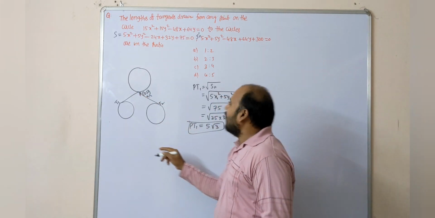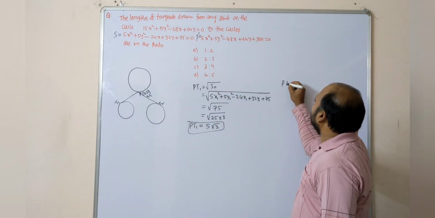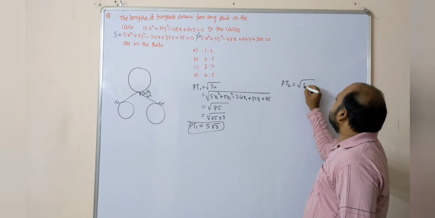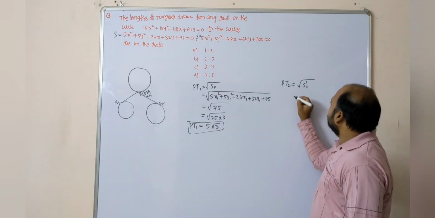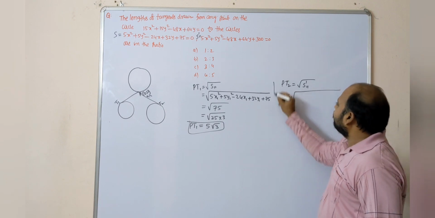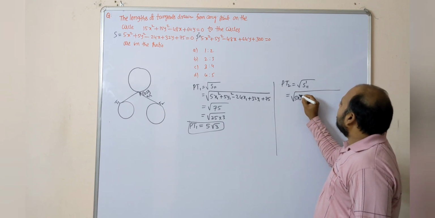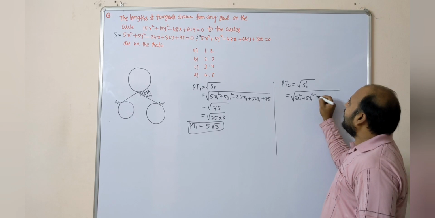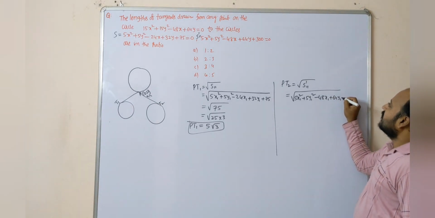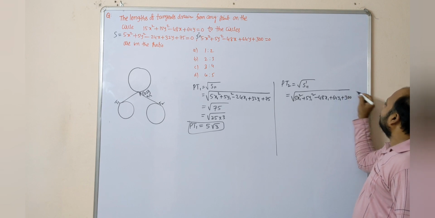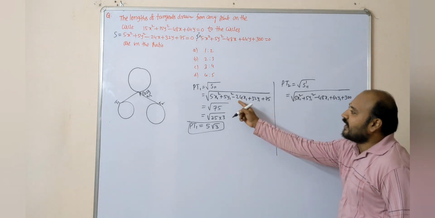Next PT2 also we want. So PT2 equals root of S dash double 1, the second circle. This one you can take, dear students. So root over 5x1 square plus 5y1 square minus 48x1 plus 64y1 plus 300. In place of x1, y1, again 0, 0.